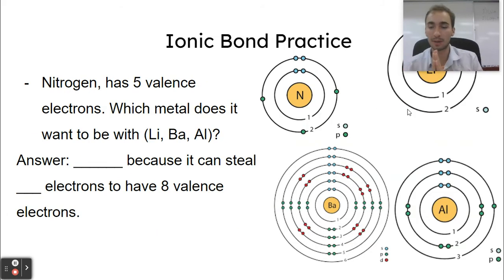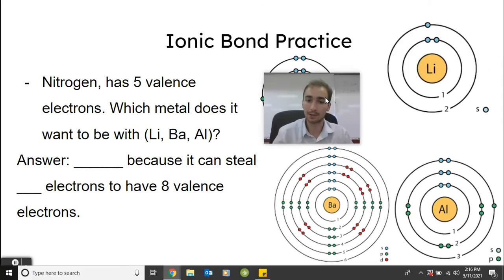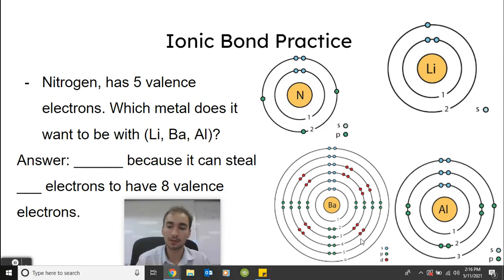Okay, so then I have some practice questions for you. Nitrogen has 5 valence electrons. It has 5, so which metal does it want to be with? Does it want to be with lithium, barium, or aluminum? Okay, and then fill in the blank. Blank, so nitrogen wants to be with blank because it can steal blank electrons to have 8.